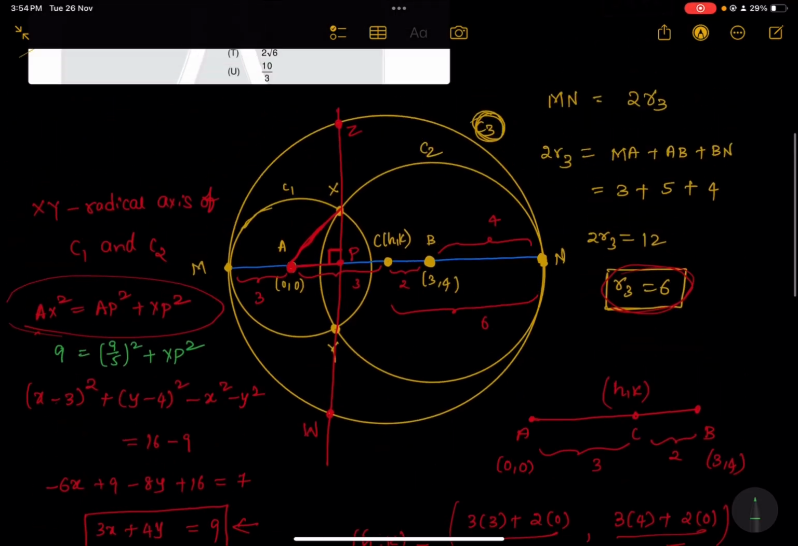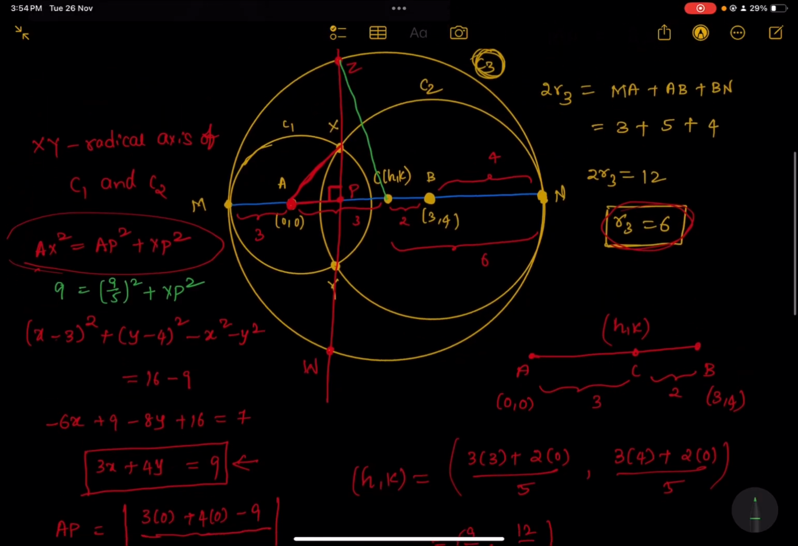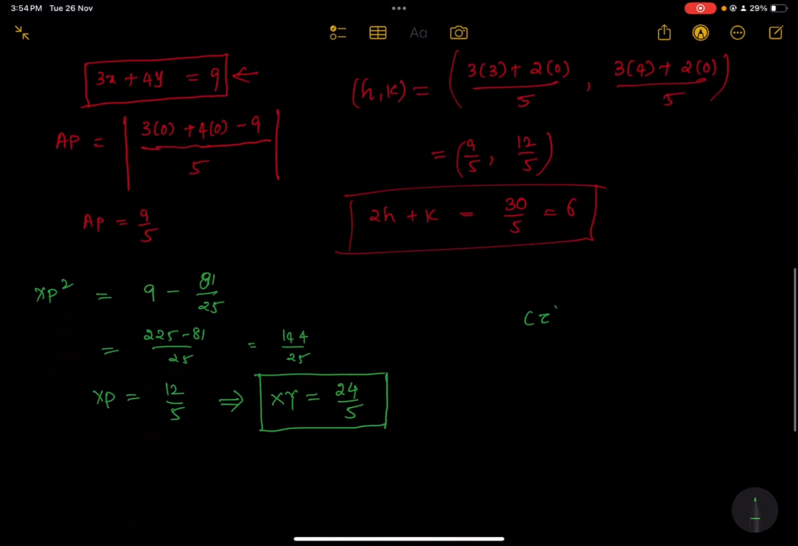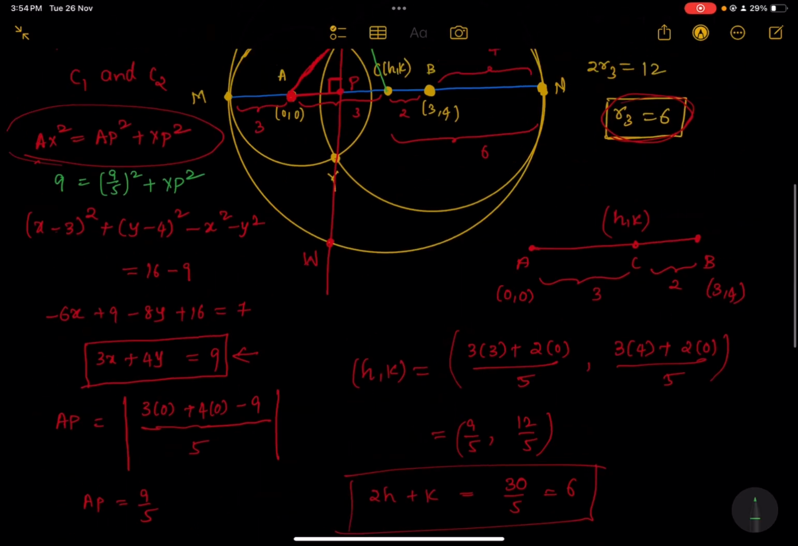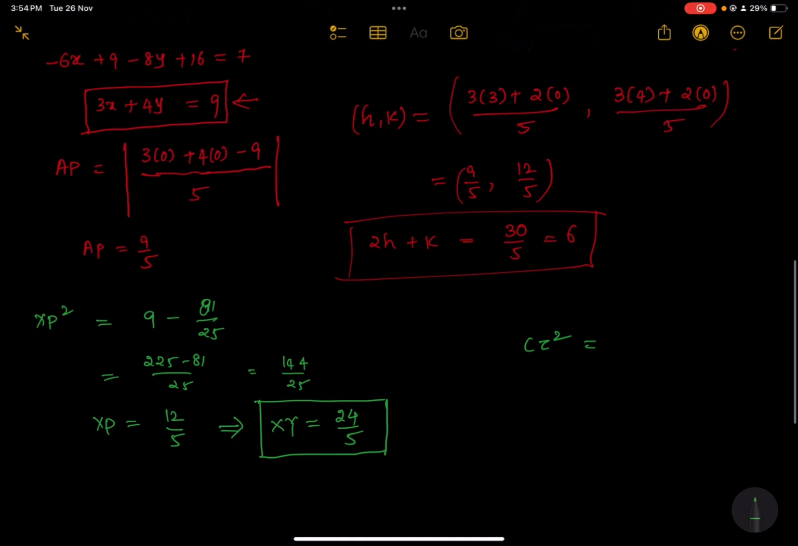Now similarly we have to find out ZP. If we find out ZP, ZW is double of ZP. So to do that, let us join this and apply the Pythagoras theorem. CZ square, so C is the center of the bigger circle. CZ square is equal to CP square plus ZP square.